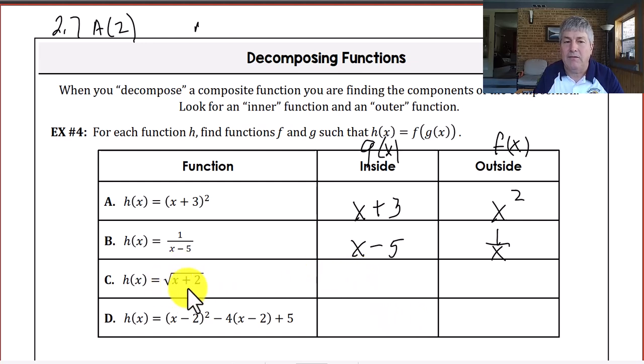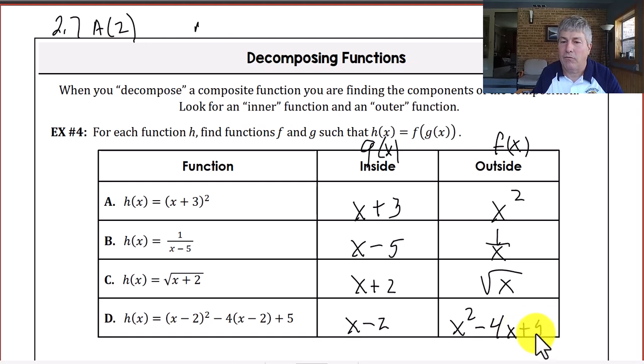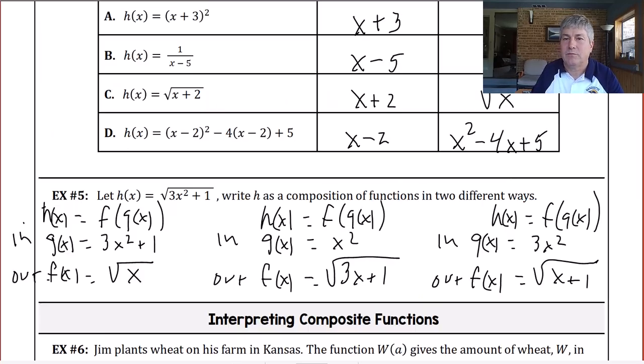Square root's pretty easy to see. We see x plus 2 is on the inside of our square root, or the square root of x. And in D, we see x minus 2 has been input here. We've seen this kind of thing when we do U substitution. So our inner might be x minus 2, and our outer would be x squared minus 4x plus 5. Where if we put x minus 2 in everywhere there's x, we would get h of x.